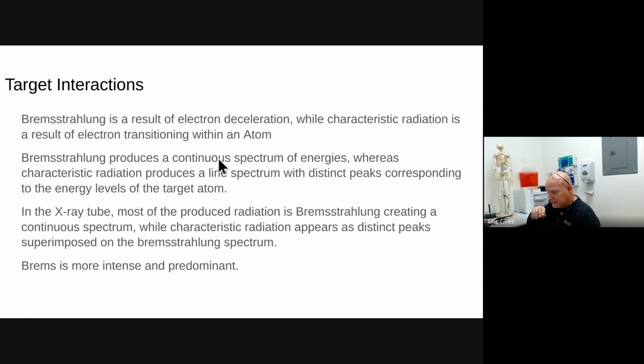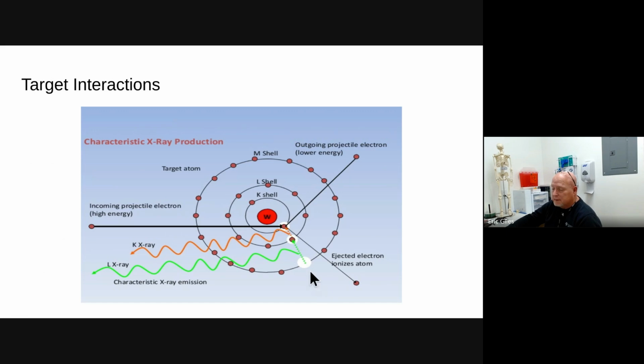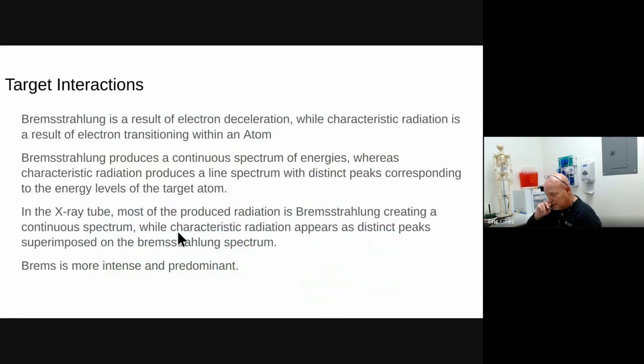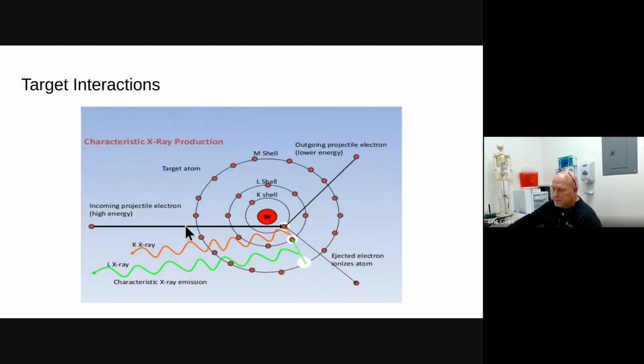So Bremsstrahlung produces a continuous spectrum of energies, whereas characteristic radiation produces a line spectrum with distinct peaks corresponding to the energy levels of the target atom. Okay. So basically, what you need to know is Bremsstrahlung is more intense and more predominant. So most of the X-rays that are formed are Bremsstrahlung X-rays, and some of them are characteristic X-rays, which are a little bit weaker, not as predominant. So, all right, let's look at these a little bit.